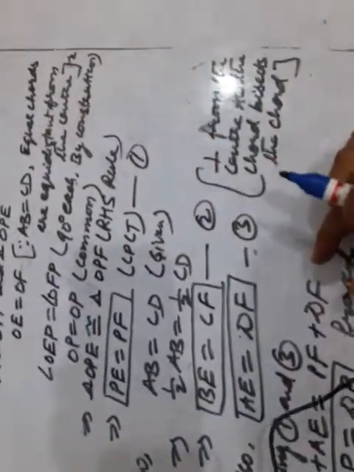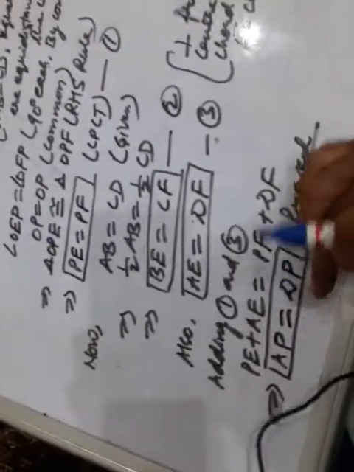Okay children, let us move to the next part of the board. Now, since we have added equation numbers 1 and 3 and found out AP equal to DP, it means one segment is equal to the corresponding segment. This part we have to take care of a lot, otherwise it will go wrong.